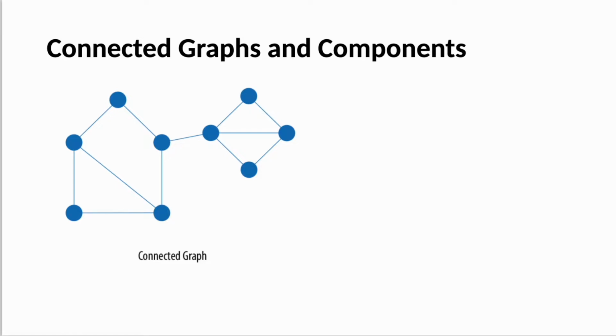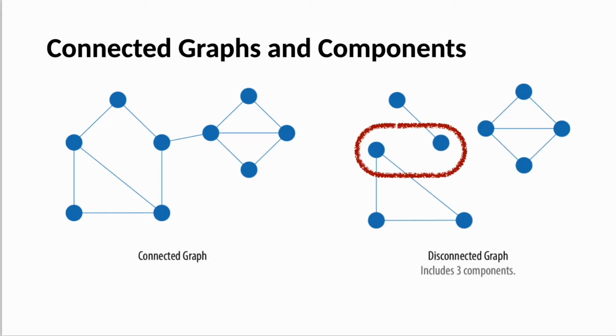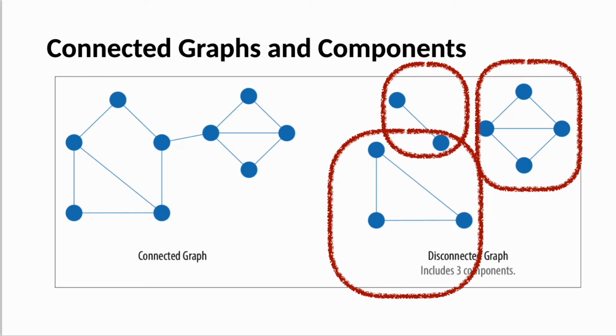A graph is called connected if any two vertices of a graph are linked by a path, or equivalently, for every pair of vertices in a graph, there's a path connecting those two. For instance, here we are showing a connected graph. There is a path that connects every pair of vertices in this graph. If there is at least one pair of vertices that is not linked by a path, then the graph is called a disconnected graph. A disconnected graph is composed of several connected components. Here we have a disconnected graph containing three connected components.